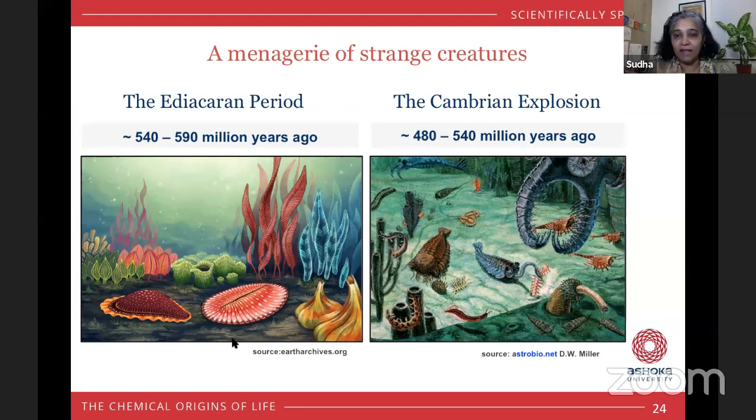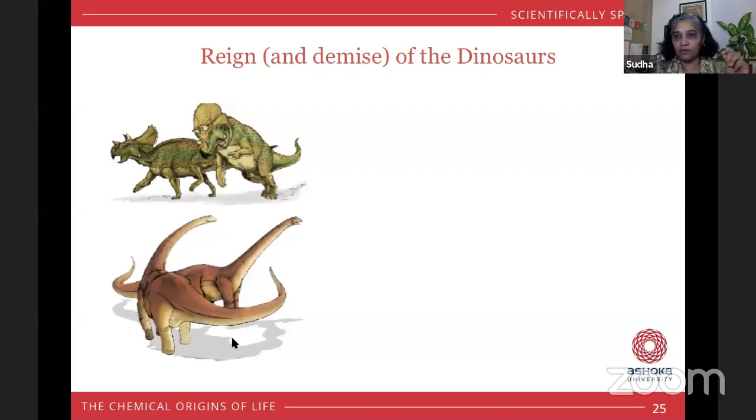So with the emergence of the exoskeleton, there was this complete explosion in the number of branches in that tree of life. I showed you a very, very simplistic cartoon version of it. If you actually look at the real tree of life, it has some crazy number of branches. And this crazy number of branches is thought to have evolved around the 480 to 540 million years period, which is called the Cambrian age.